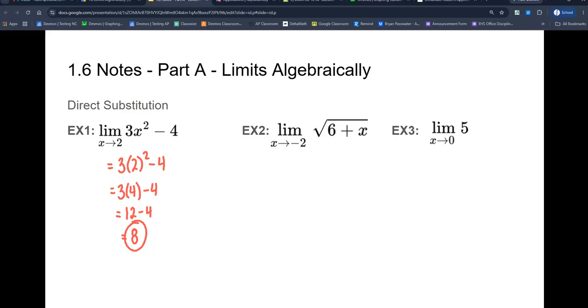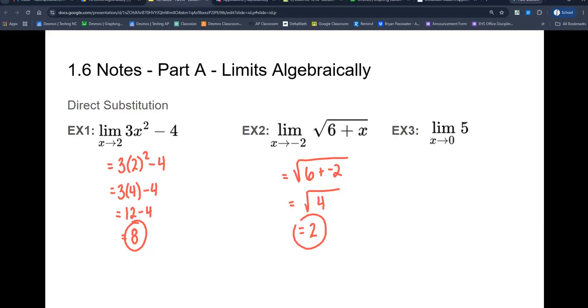Example 2, we've got the limit as x approaches negative 2. So we're just going to try to plug in negative 2. 6 plus negative 2 underneath the square root. That is going to give us the square root of 4, which is 2. That's your answer. As you can imagine, a lot of the problems you're going to get are not going to be direct substitution because this is too easy, right? But you will get them.